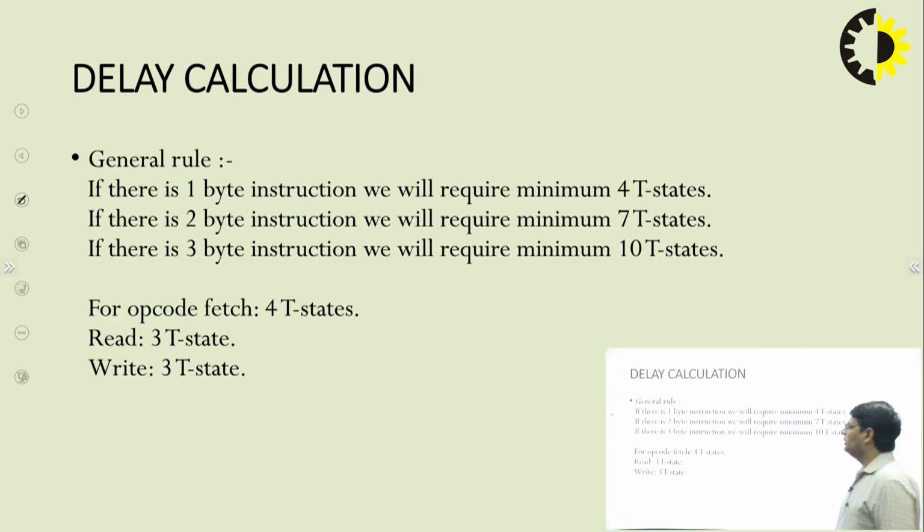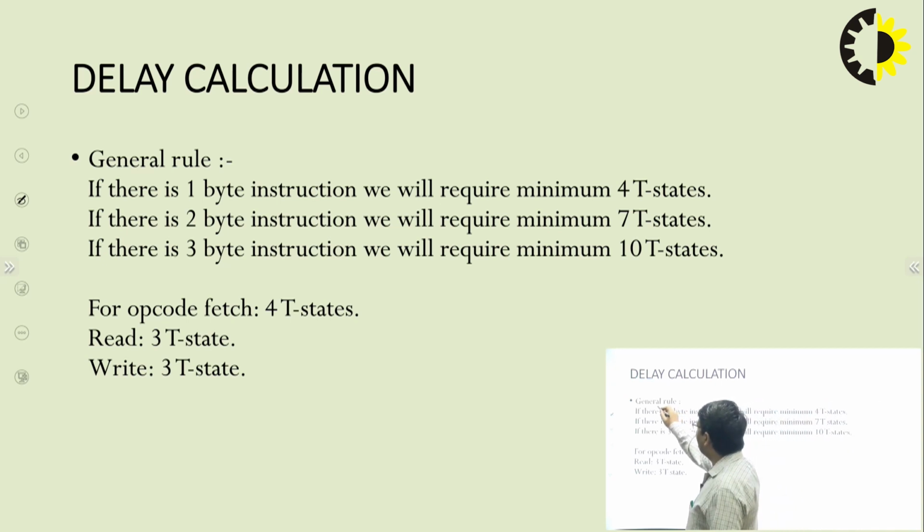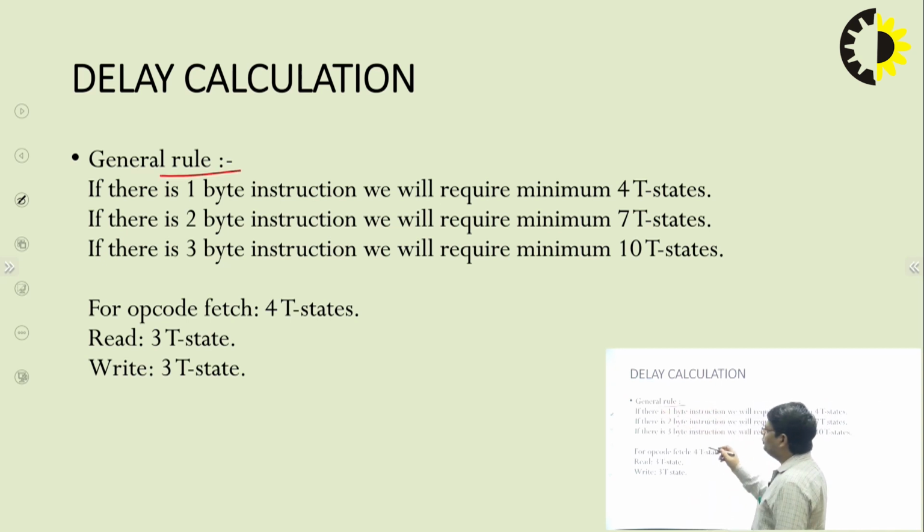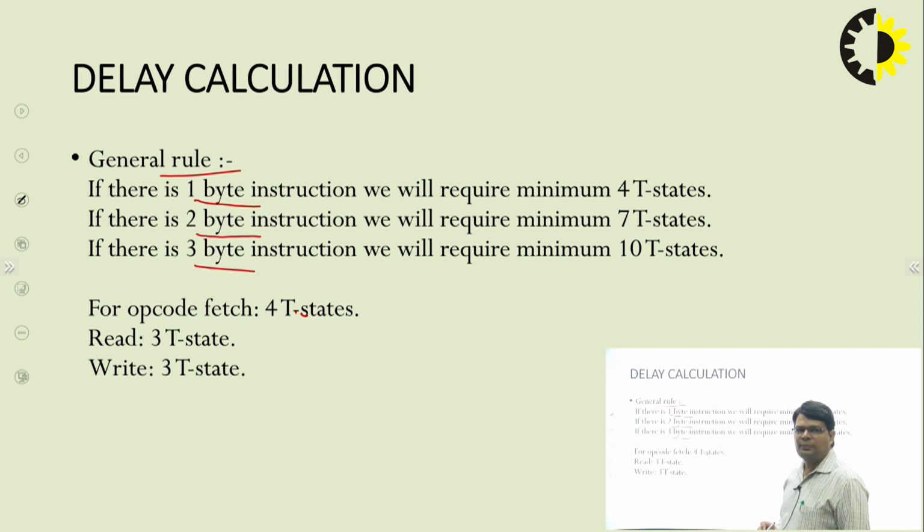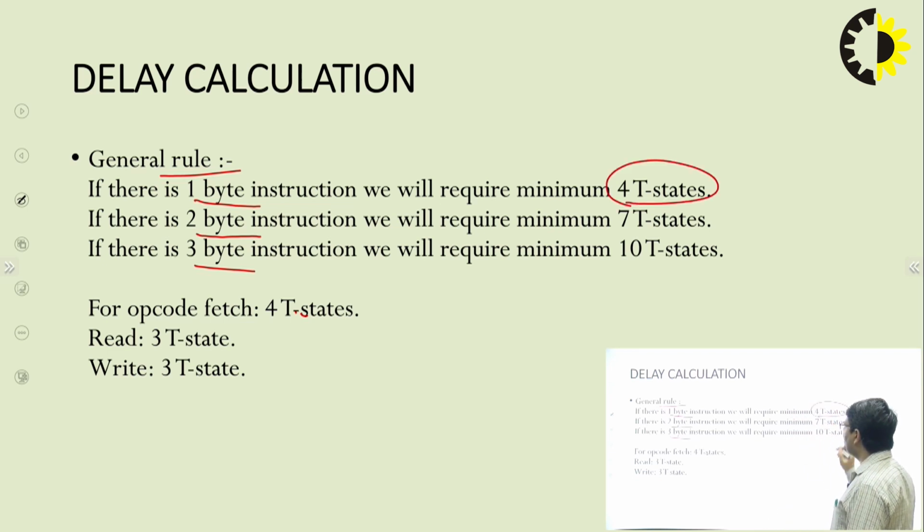Before the example, let's take some general rules for the 8085. We know that in the 8085 instruction format, there are only 3 types of instructions: single byte instructions, 2 byte instructions and 3 byte instructions. Single byte instructions usually take 4 T states in execution. 2 byte instructions usually take 7 T states, and 3 byte instructions usually take 10 T states.